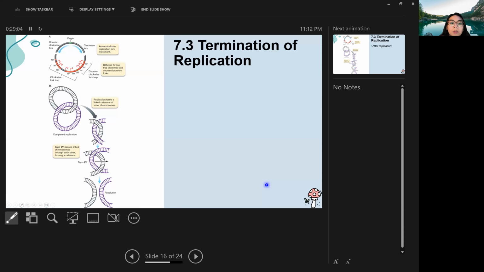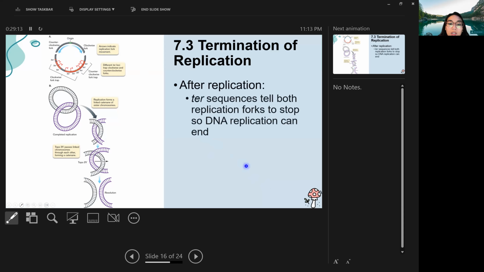Now, how does it stop? Remember, DNA replication is happening in this way and the other way, so it's happening in both directions. How do we get it to stop? Well, at the end of replication, there are these ter sites, the termination sites. Basically, they're opposite of the origin. So if the origin is here, the ter sites are on the complete opposite of the chromosome. Once the replication fork gets here, it tells the forks to stop, and DNA replication can end. So that's this part A here.